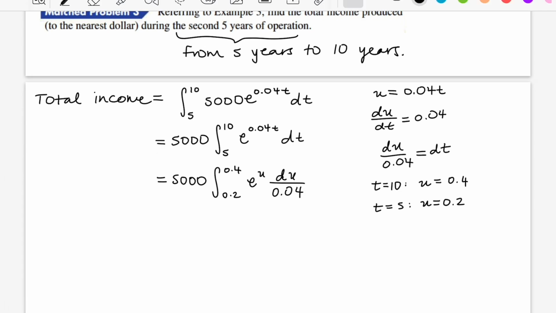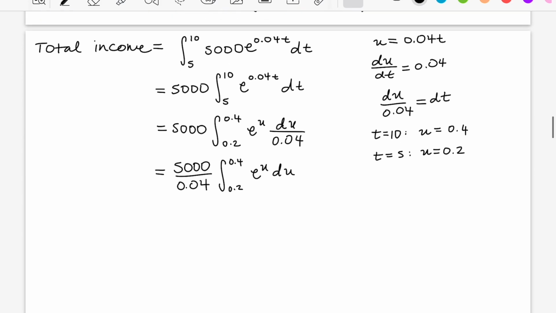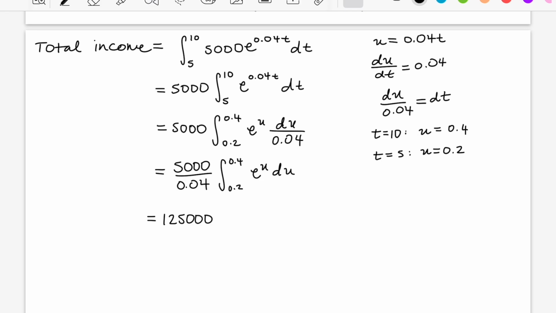All right, so we can rewrite this by pulling out the 1 over 0.04 out front. So we have 5,000 divided by 0.04, e to the u du. All right, so on the outside here, we'll get 125,000. Then we'll have e^u evaluated at the lower and upper limits of integration here.